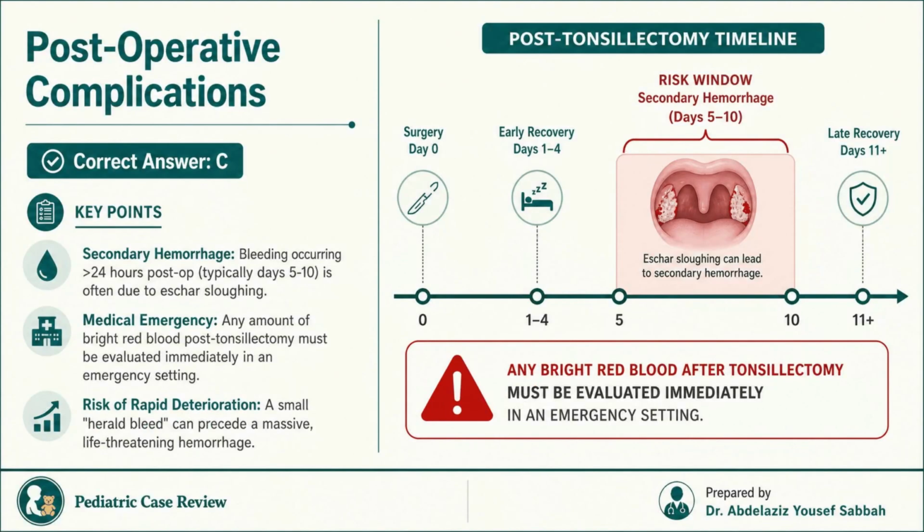Post-tonsillectomy hemorrhage is a true medical emergency. Secondary hemorrhage typically occurs between days 5 and 10 when the eschar sloughs off. Even a small amount of bright red blood, a herald bleed, can be a warning sign of a much larger, potentially life-threatening bleed to follow. Never reassure or observe bright red bleeding at home. These patients require immediate evaluation by an ENT or in the ED.